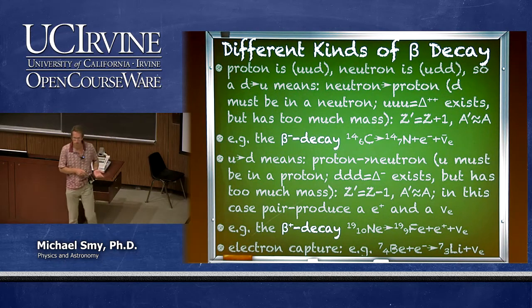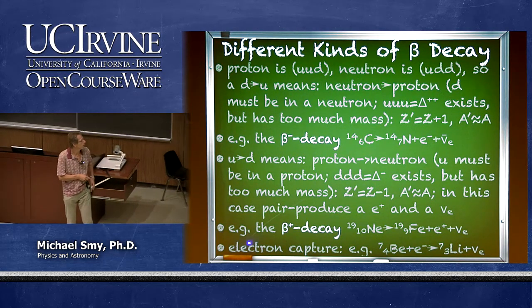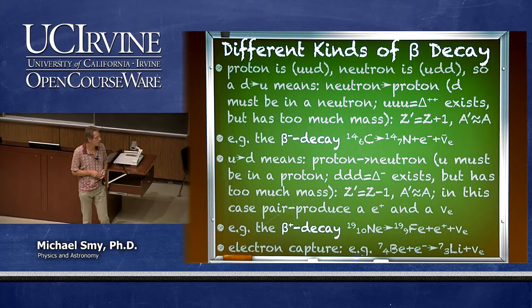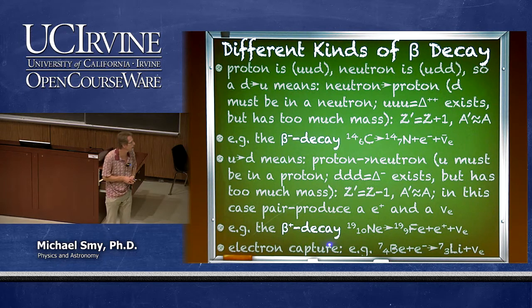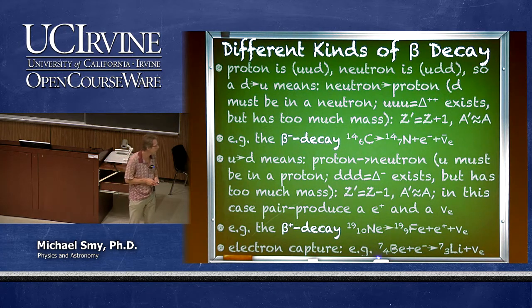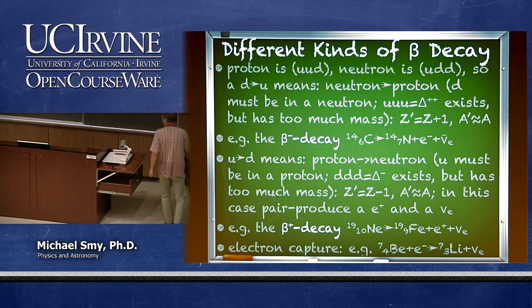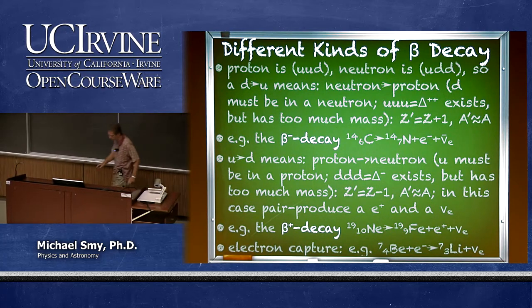Finally, the last weak process that can happen in nuclear systems is you can capture an electron. The innermost electrons can interact with the nucleus. For example, you can have a beryllium-7, and it captures the innermost electrons, and then it turns itself into lithium-7, and the only thing that's coming out is a neutrino. So this is called electron capture.